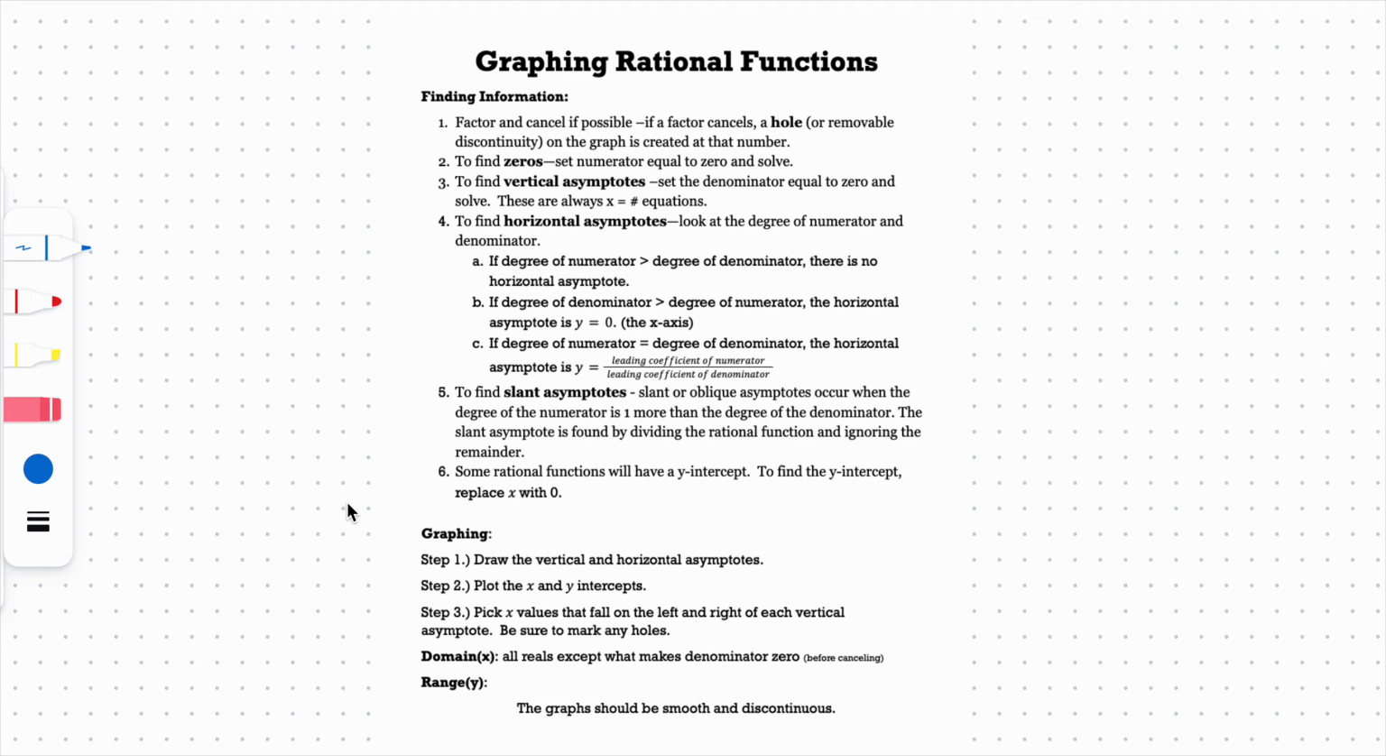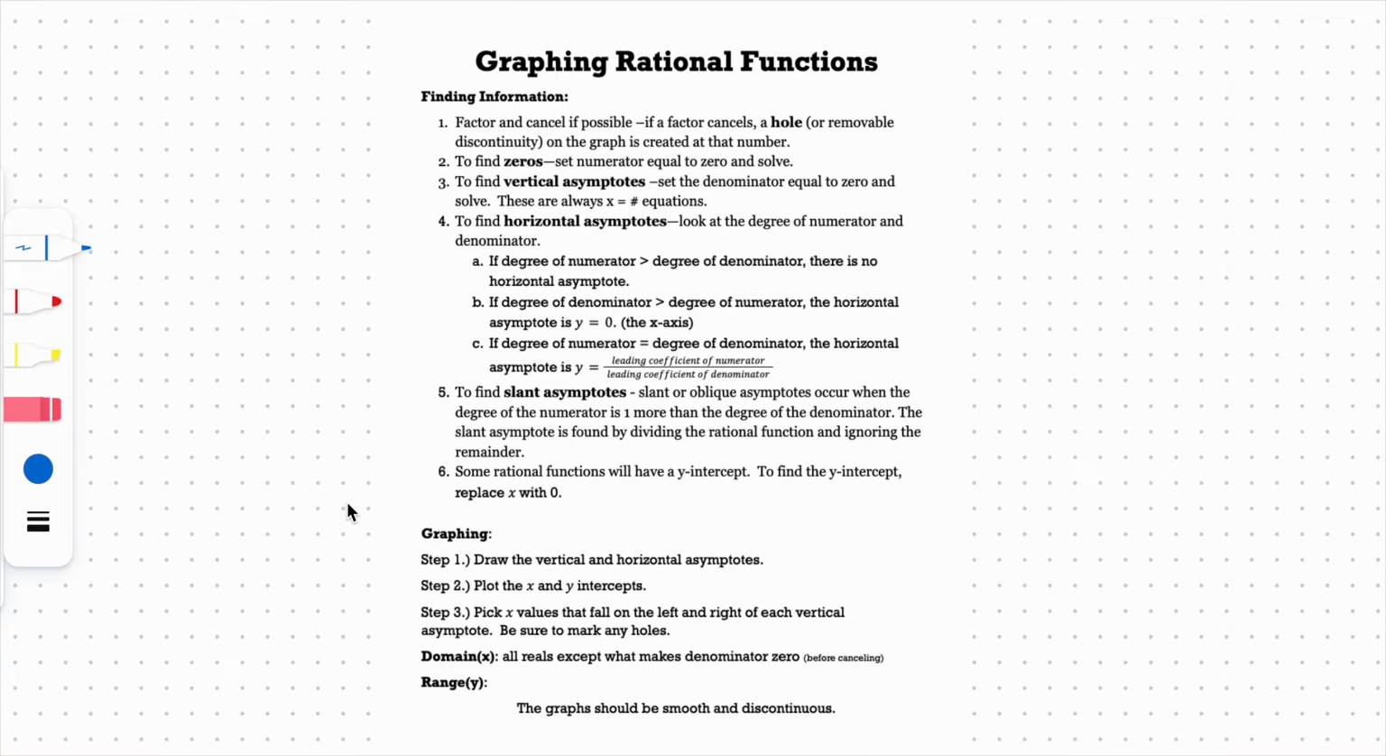The next thing we want to do is find the vertical asymptotes. That's what we did up before, where we set our denominator equal to 0 and then solve. And the next thing after that would be to find the horizontal asymptotes.